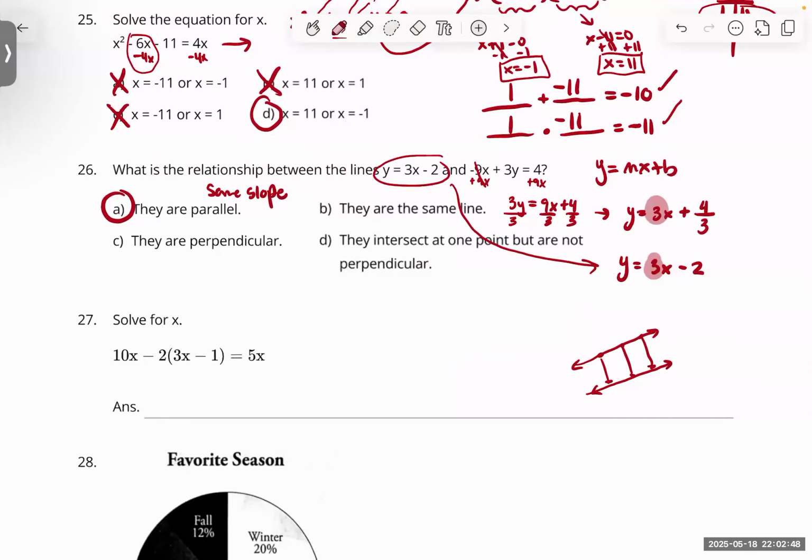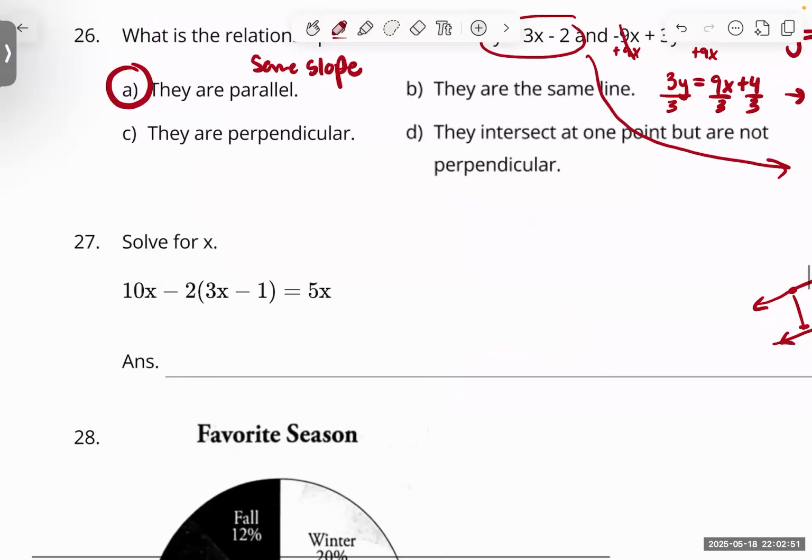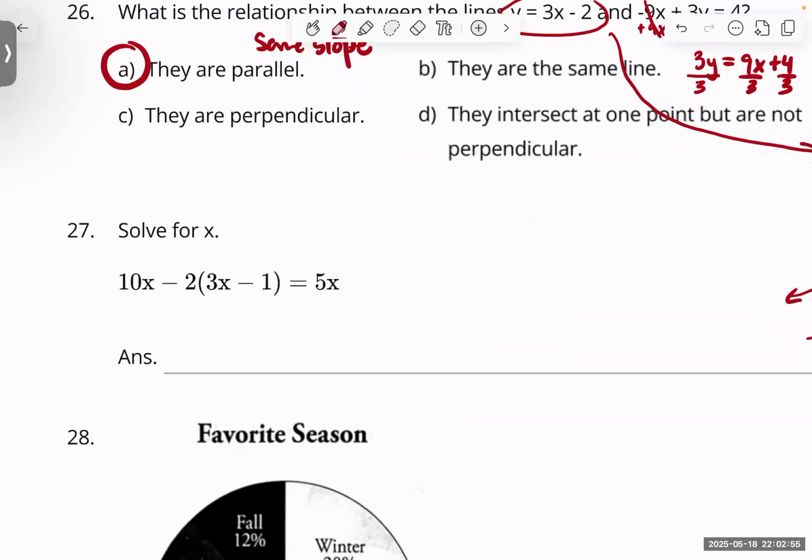Okay. Number 27, solve for x. Again, remember how solving for a variable means getting it by itself, or working from the outside inwards? This one has x everywhere. So how do we do this?